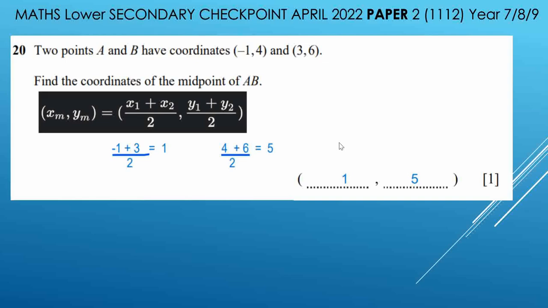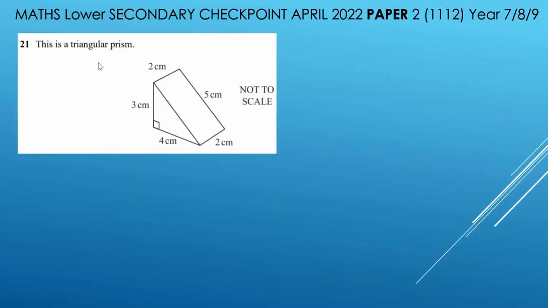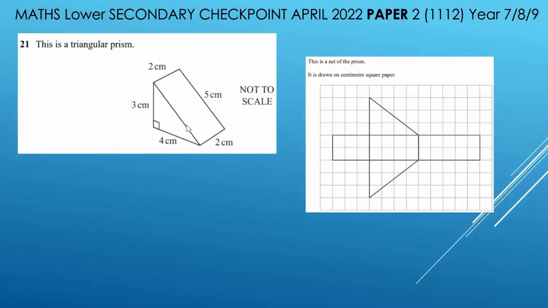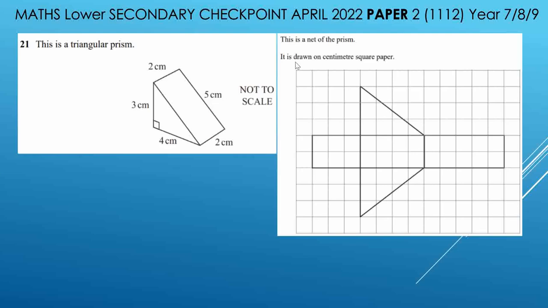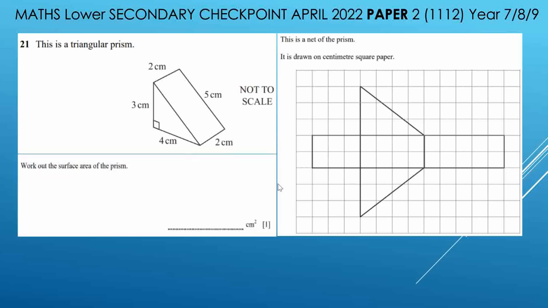Next, question 21. This is a triangular prism. This is a net of the prism. It is drawn on centimeter square paper. Work out the surface area of the prism.